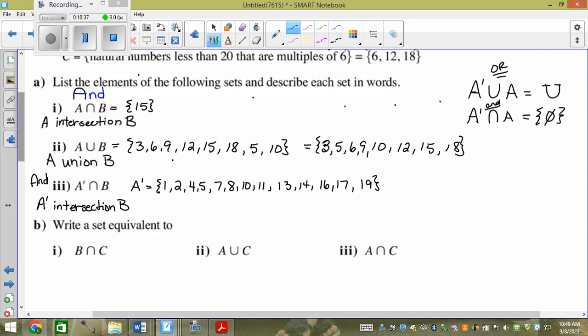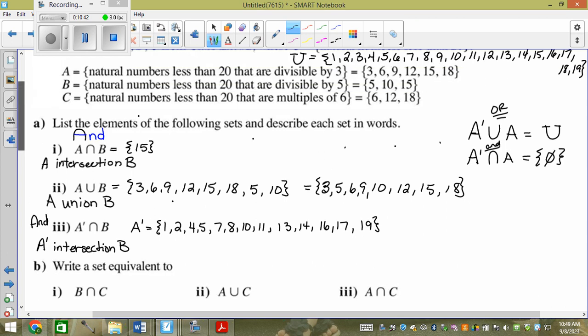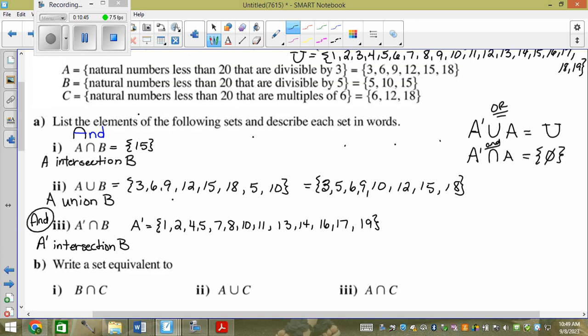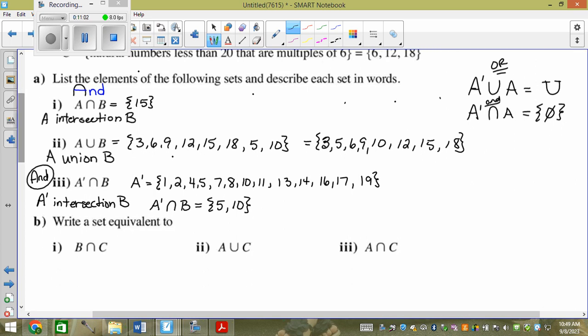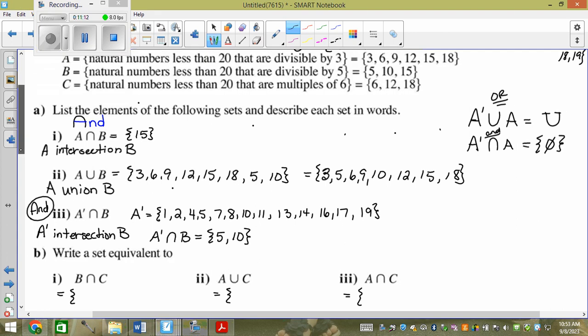So I want here what's in the complement of A and in B. So what do they share in common? 5 and 10? Yeah. That's it. I want you to tell me what's in these. Try them out. Let's look, even if you're not completed, it's okay.